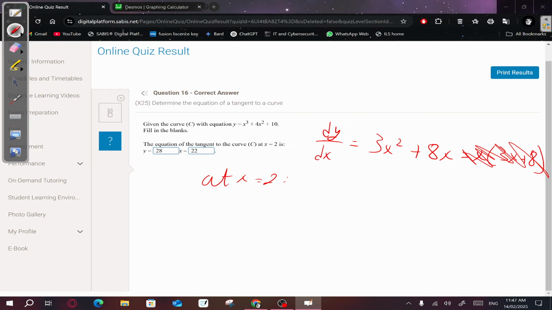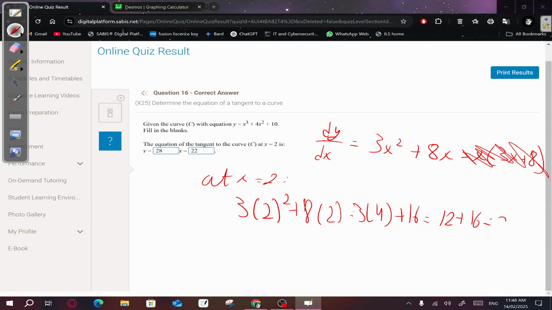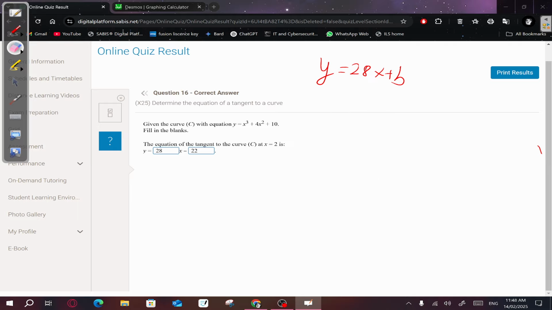They want it in the form y equals mx plus b. So at x equals 2, we have 3 times 2 squared plus 8 times 2. This is going to be 3 times 4 plus 16, which is 12 plus 16, which equals 28. So our equation right now is y equals 28x plus b. This is what we know so far. Okay, we don't need this anymore. We're done.